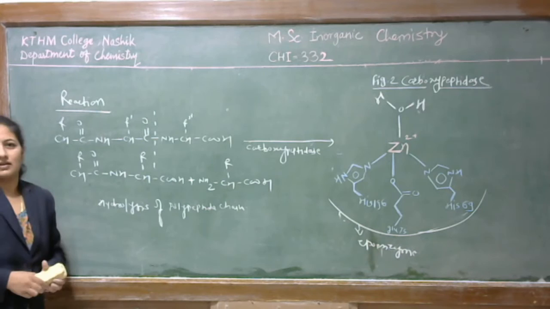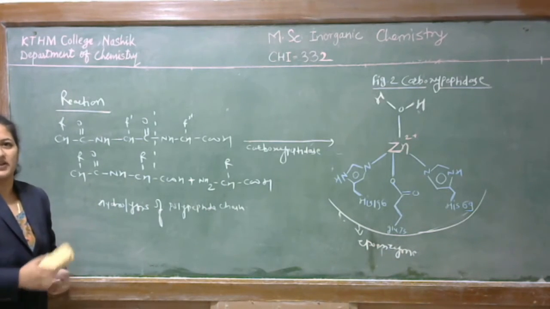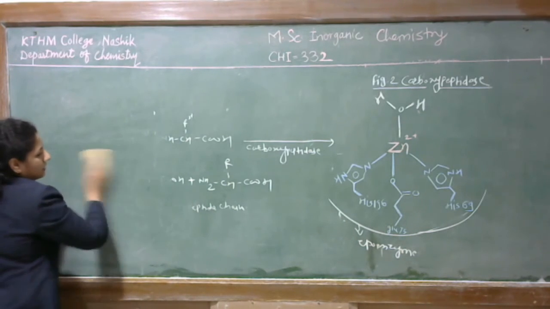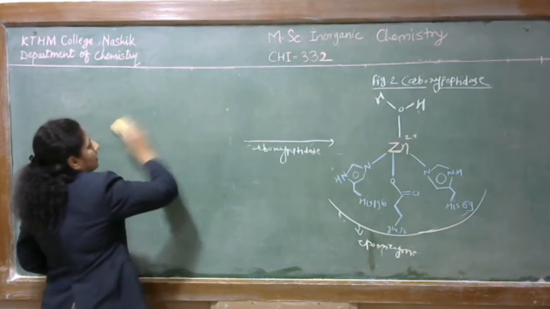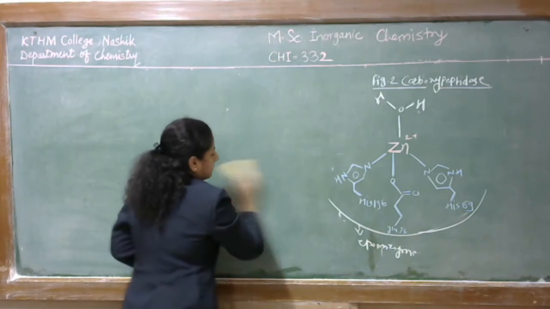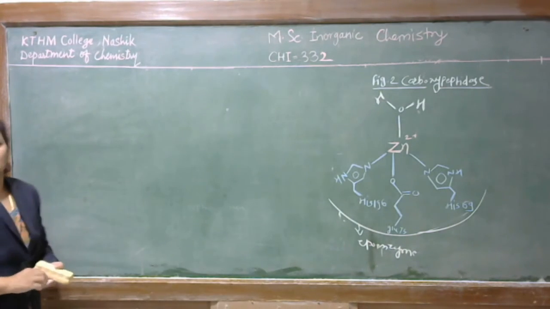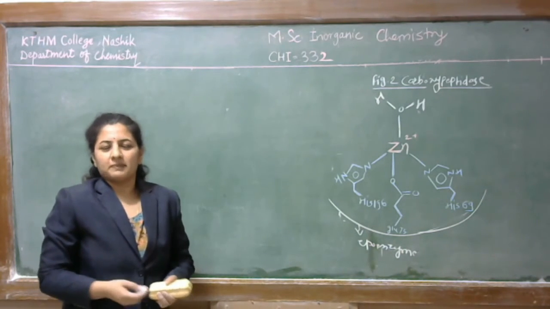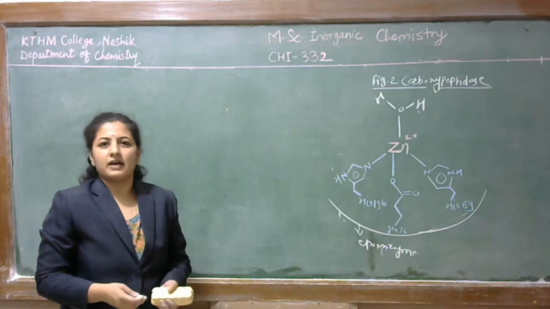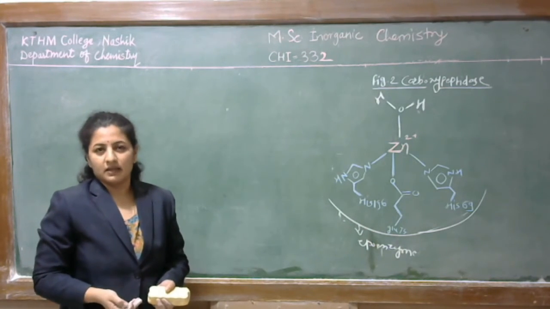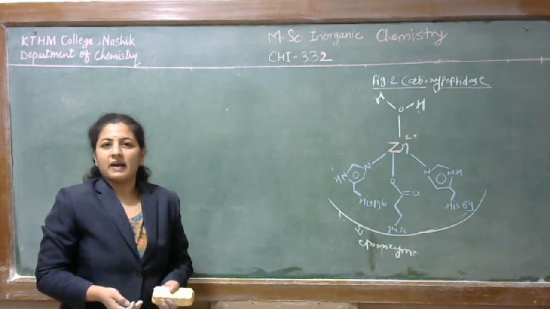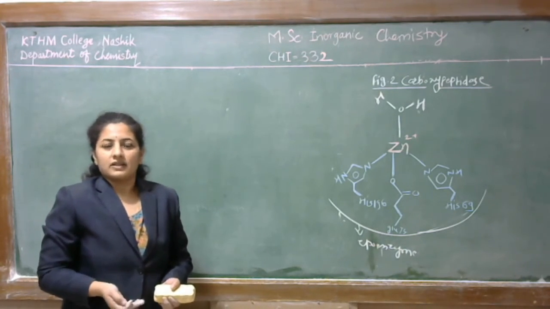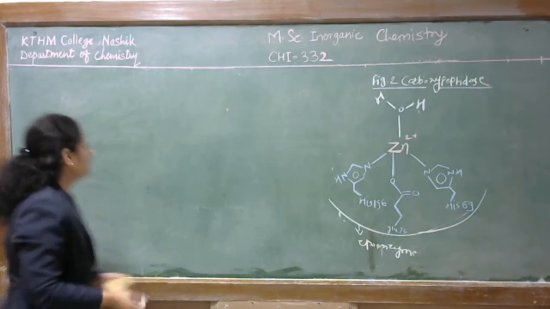Let's discuss the classification of carboxypeptidase. The classification of carboxypeptidase generally depends upon two types. In the first type, carboxypeptidase can be classified by active site mechanism, and in the second type, by substrate preference. So let's first discuss what is meant by classification by active site mechanism.